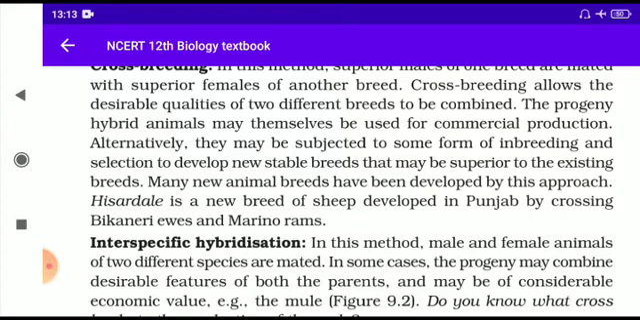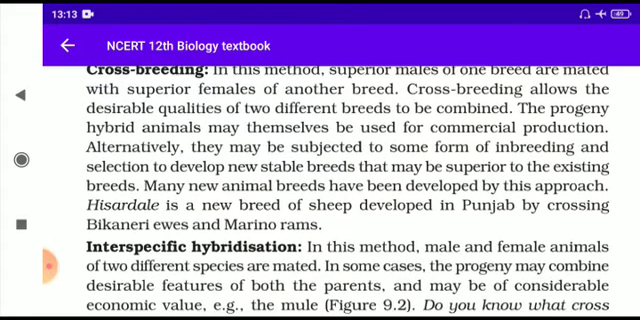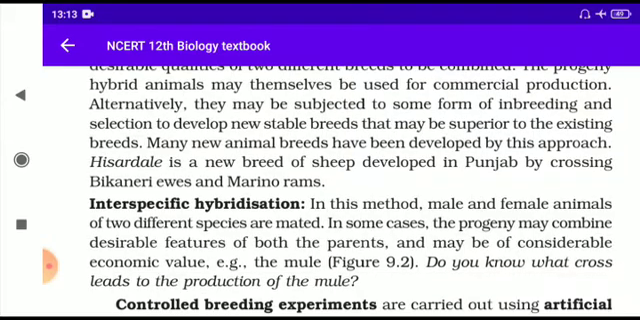Many new animal breeds have been developed by this approach. One example is Hisardale. It is a new breed of sheep which was developed in Punjab by crossing Bikaneri ewes and Merino rams. So, this is also one kind of crossbreed, and a new variety of sheep was obtained that is called Hisardale. Hisardale is obtained from the crossing between Bikaneri ewes and Merino rams. Clear?